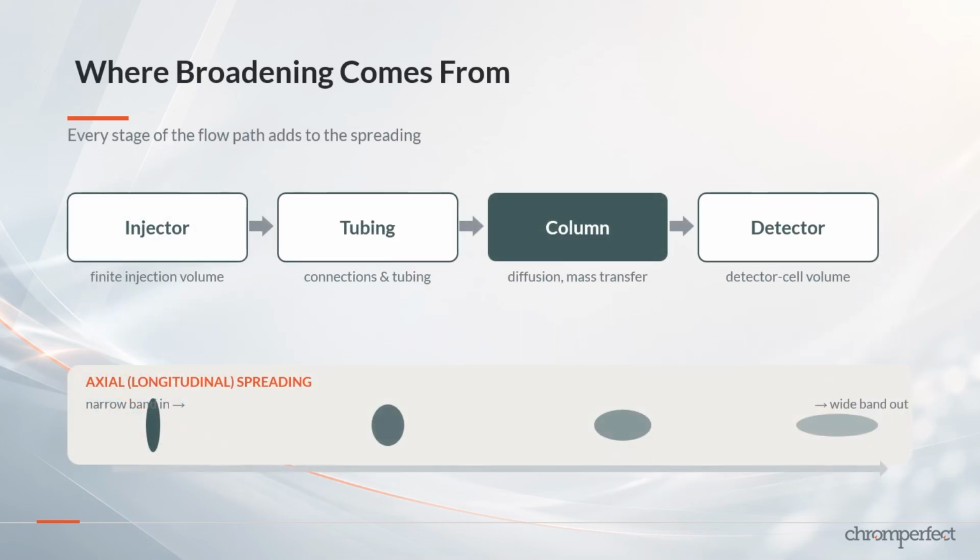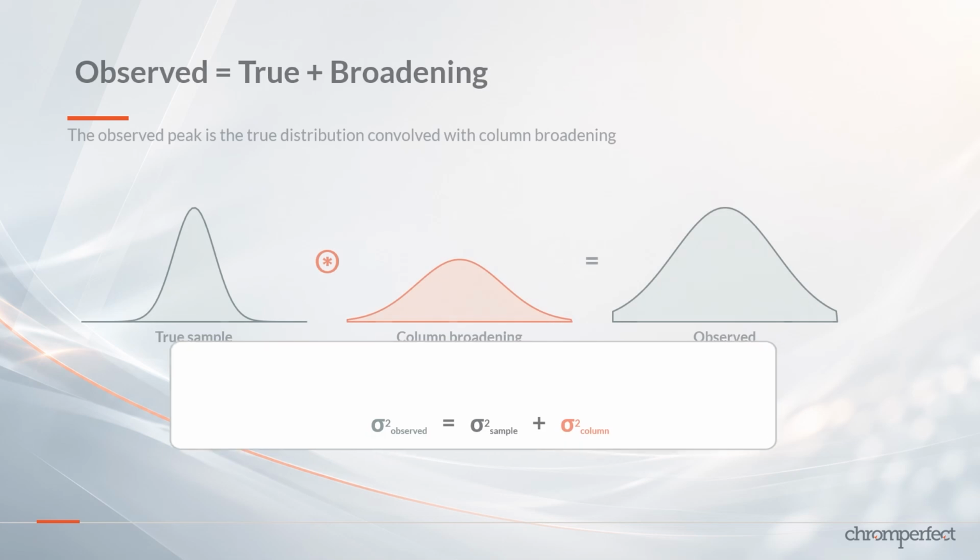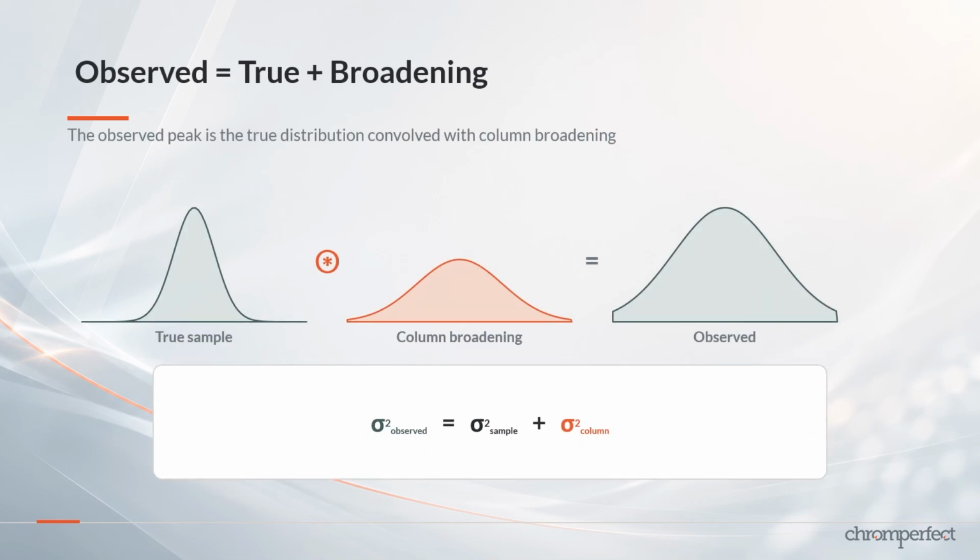Connections, tubing, detector cells, and other extra column volumes contribute broadening. Within the column, diffusion and mass transfer effects spread material along the direction of flow. This longitudinal spreading is commonly described as axial broadening. The observed molecular weight distribution is therefore broader than the true distribution entering the column.